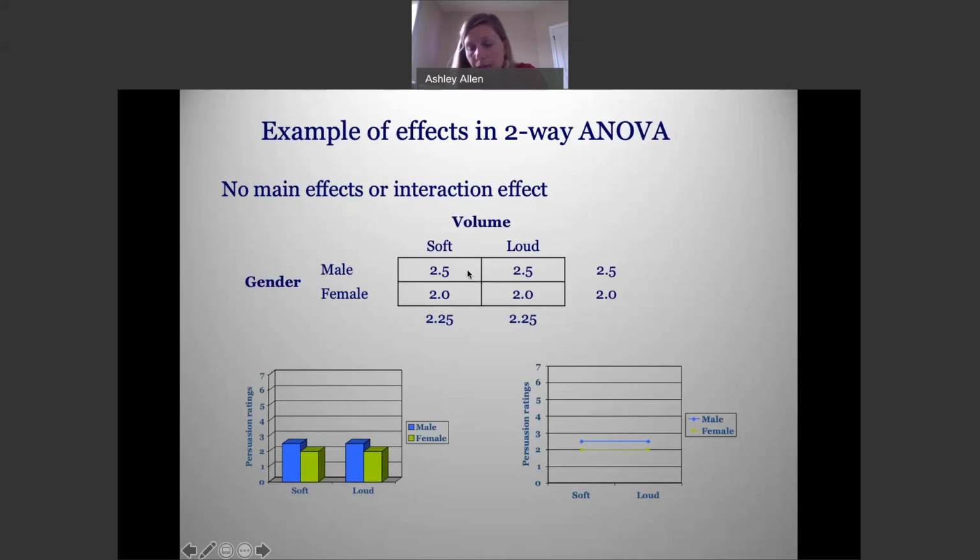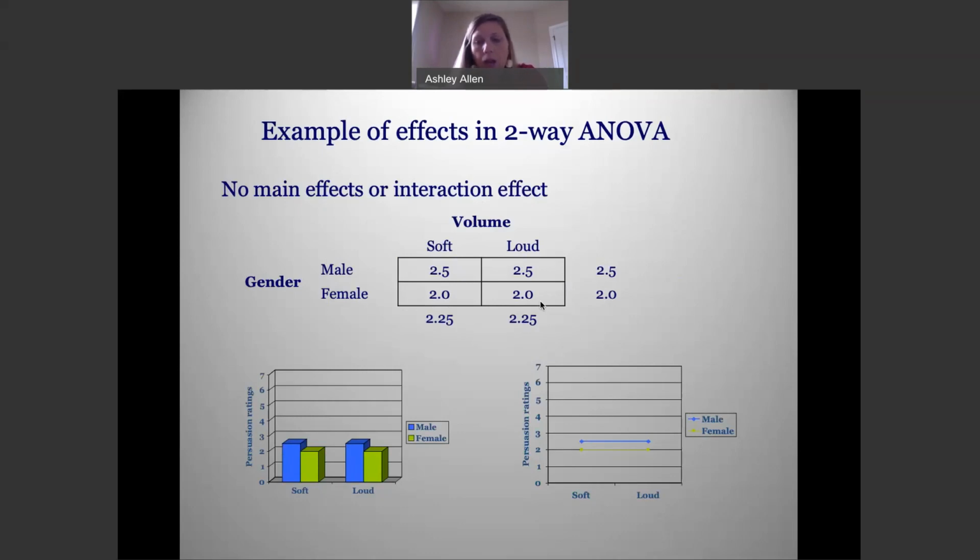You could do the same thing the other way. We don't always cover it both ways, but it's the same idea. If you're looking at columns, for soft volume, going from males to females, you go down by 0.5. For the loud volume, going from males to females, you go down by 0.5. Those are the same change, 0.5 for both. Therefore, parallel lines. Therefore, no interaction is possible.